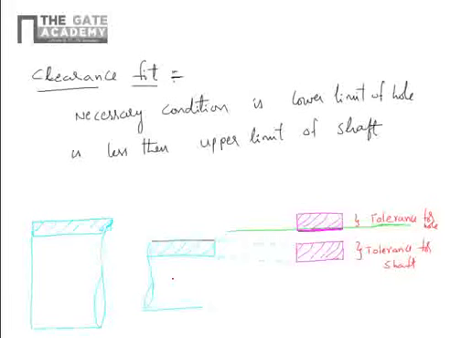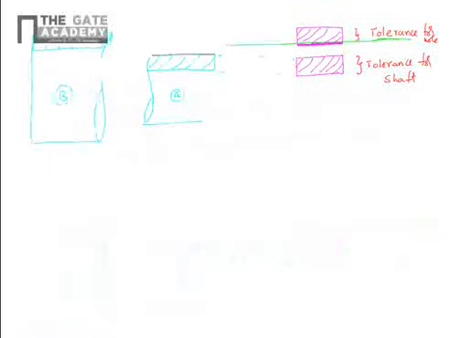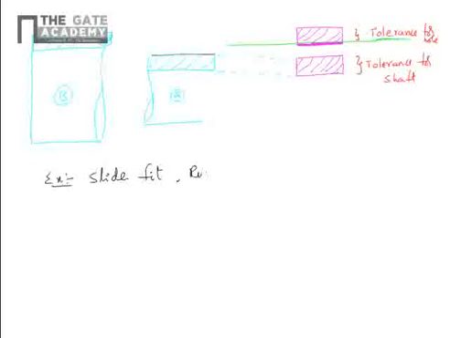So this shaft A and hole B, for example, this A can easily be inserted into the hole B, so that's why it is called clearance fit. Without any external force, the fit can be formed. It is called clearance fit. Example: slide fit, running fit.